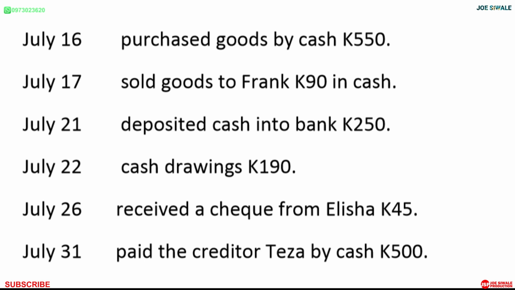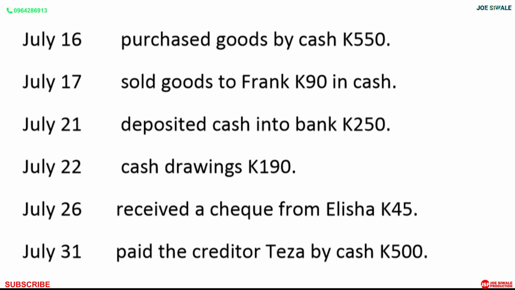On the 21st of July, deposited cash into bank amounting to 250 kwacha. On the 22nd of July, cash drawings amounting to 190 kwacha. On the 26th of July, received a check from Elisha amounting to 45 kwacha. Then on the 31st of July, paid the creditor Teza by cash amounting to 500 kwacha.